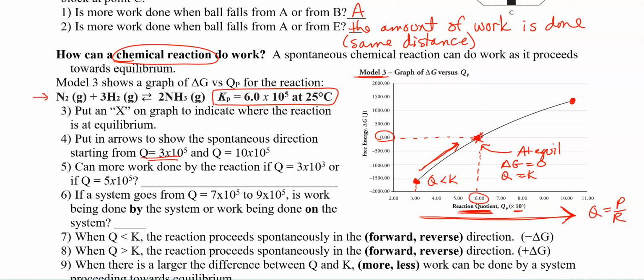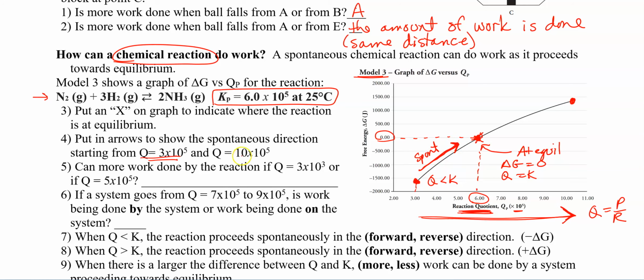You have fewer reactants. I'm sorry, you have fewer products than you need at equilibrium. So you're going to have to proceed in this right-hand direction to get more and more products and to end up at equilibrium. So you would proceed in this forward direction. So that's going to be the spontaneous direction, right? Spontaneous direction is moving in this forward direction.